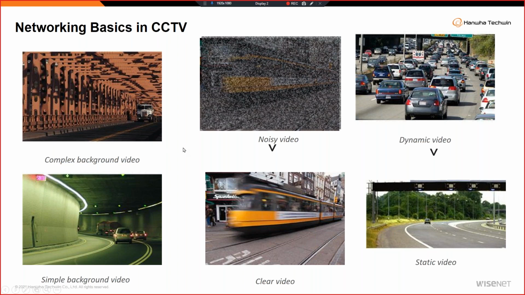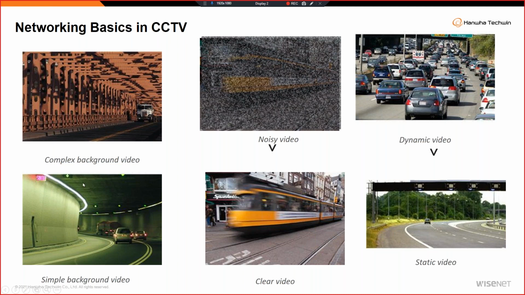Okay, then bandwidth. The camera is sending video, right? Now, in order to send video, that video data is a representation of the scene. So if the scene is very complex, the data also will be very complex. For example, with a complex background, you see this tunnel, there are a lot of pillars, a lot of details in the scene. Of course, that will require slightly higher bandwidth.